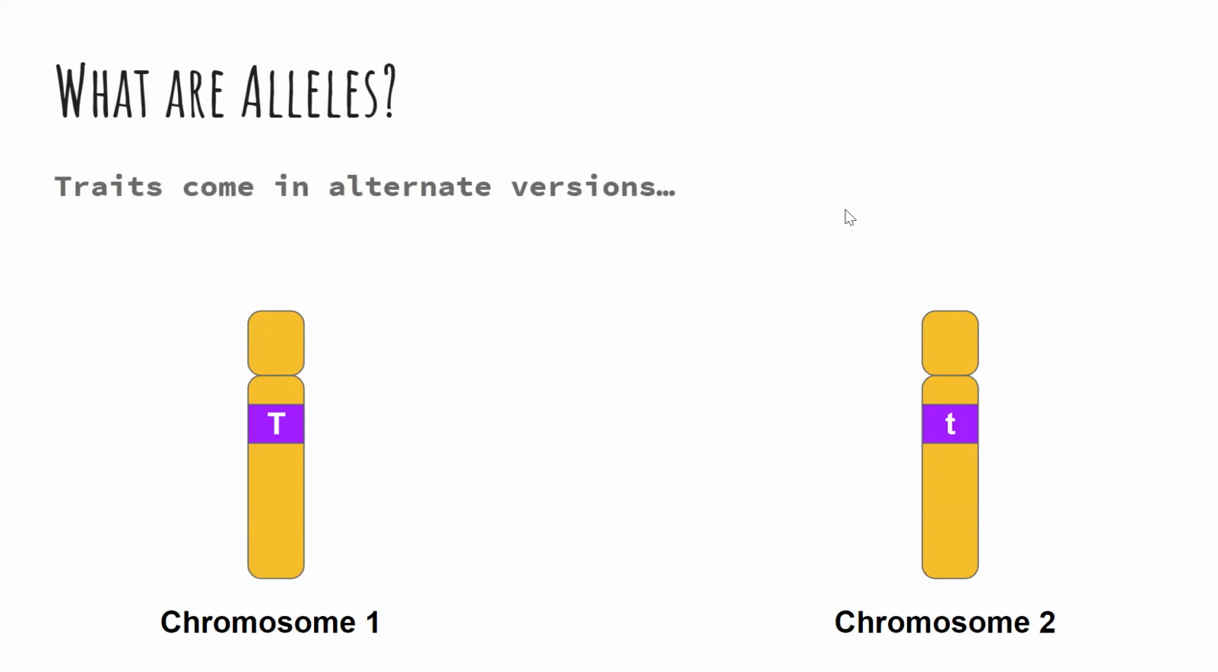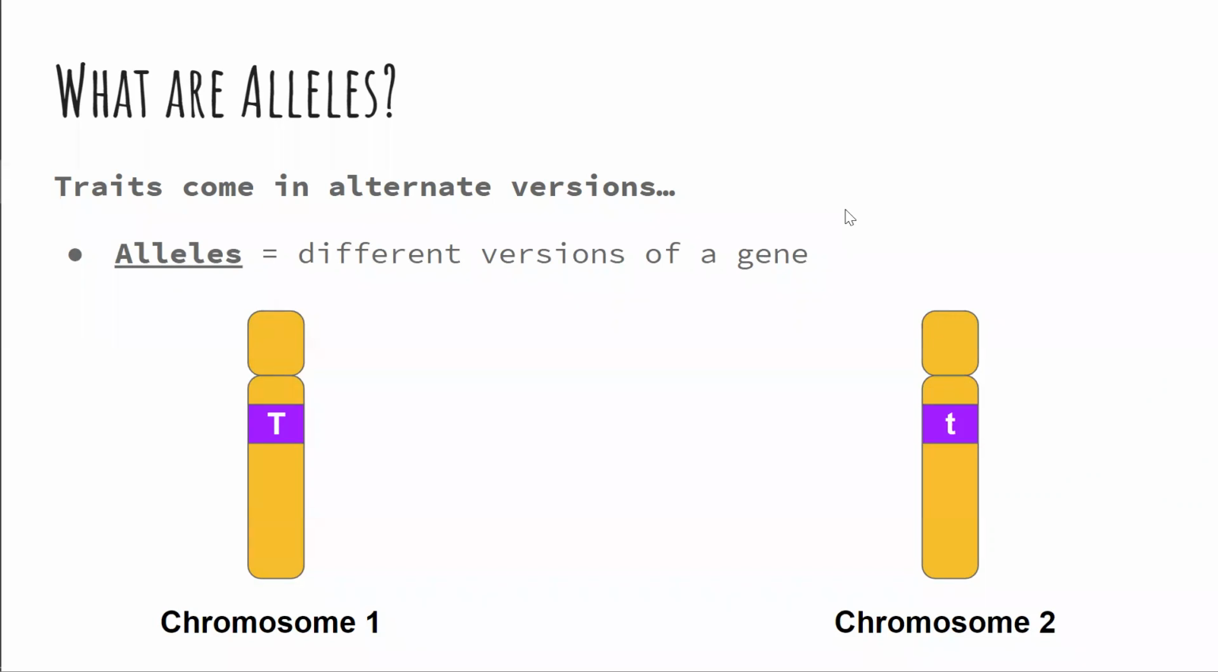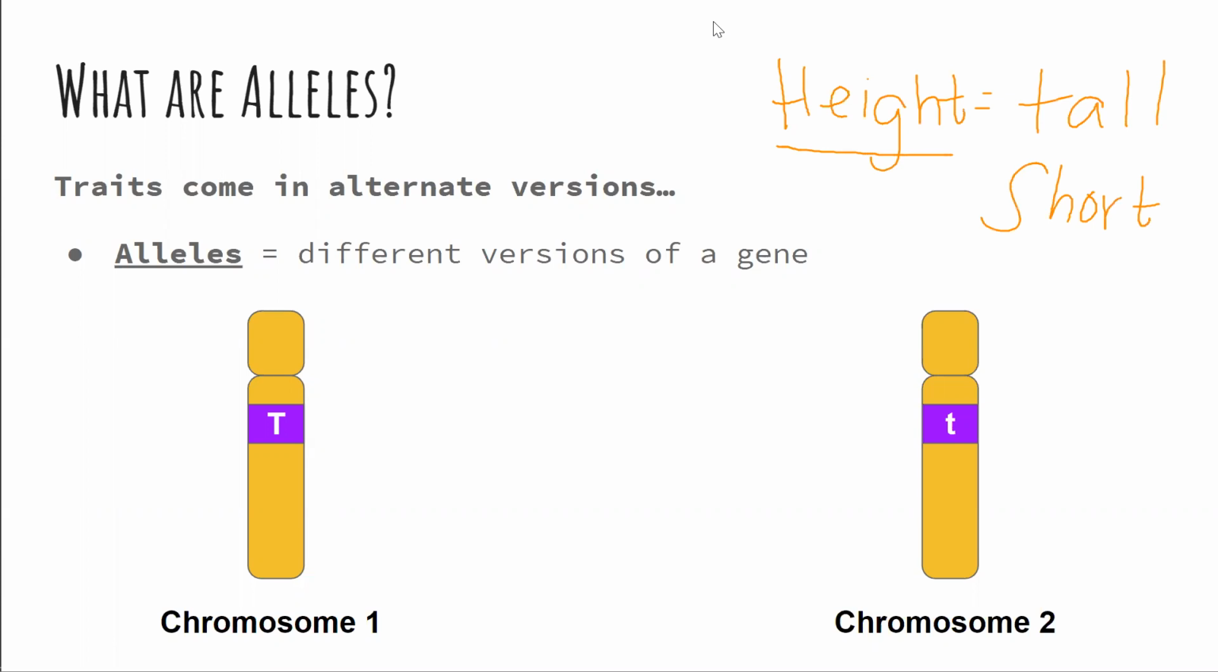So what are alleles? Well, traits come in different versions, right? Alleles are different versions of a gene. For example, there is a trait for height. What are some different versions of height? Right, tall and short. So the trait is height, and the different or alternate versions are tall and short.